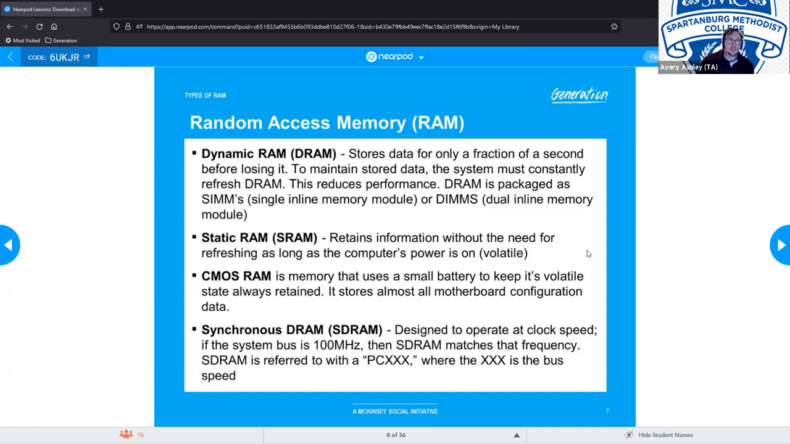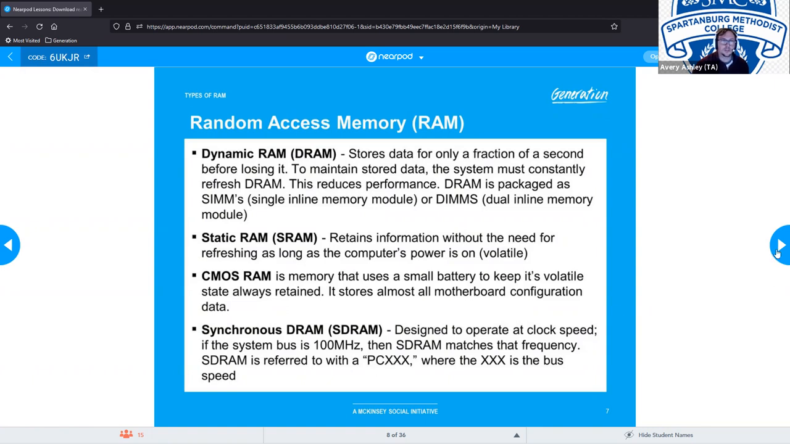Right. And we have synchronous DRAM, or synchronous dynamic RAM, and it is designed to operate at clock speed. So if the system bus is 100 megahertz, the SDRAM matches that frequency. So it will always match the frequency of the system bus. And it'll be referred to with a PC XXX. The X's represent the number, the bus speed, and we'll be able to see a better example of that in just a second. But it'll say PC and then some numbers.